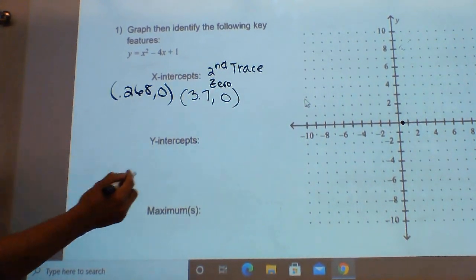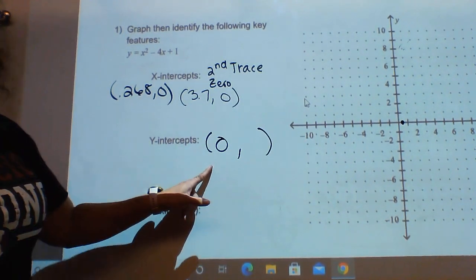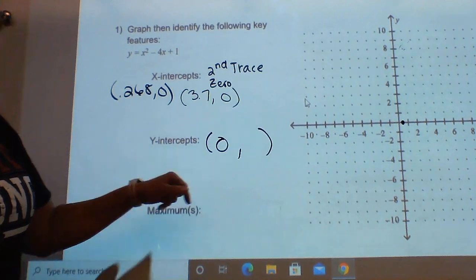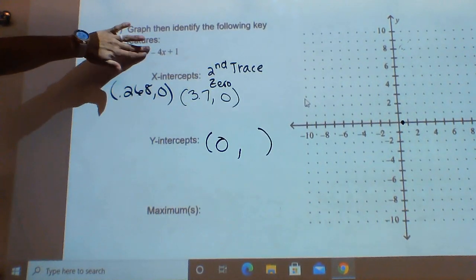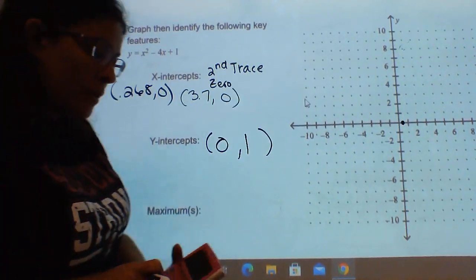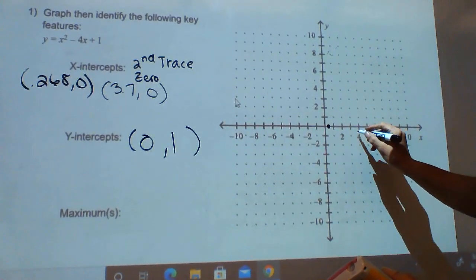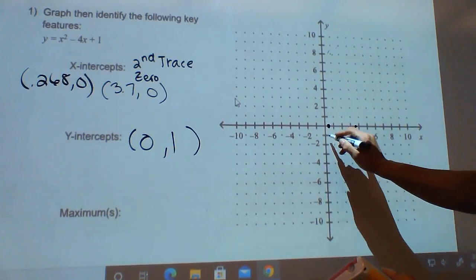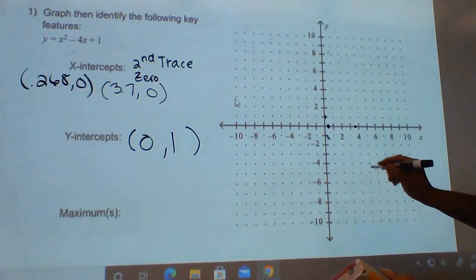Now, y-intercepts, super easy. I don't even need the calculator for that because I know my y-intercept has an x value of 0. And if I plugged in 0 here, this x and this x are going to go away. I'm just going to be left with 1. So I'm going to do a little estimation over here. 3.7 is about here. 0, 1 is, oops, not there. That's 0, -1 is here.